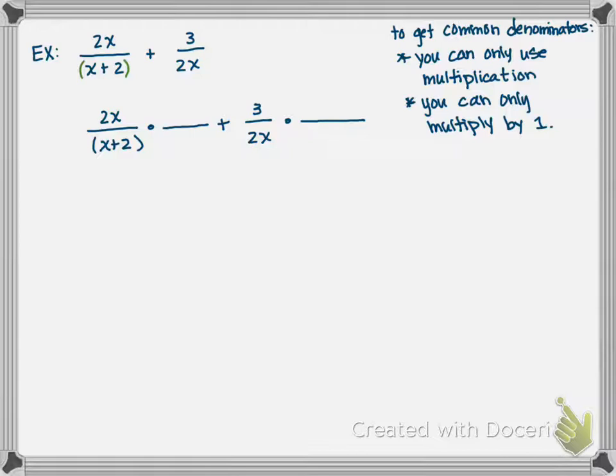Do I have that factor in my other denominator? No, I do not. So I need it, which means I'm going to multiply by x plus 2 over x plus 2. What factors do I have in my second denominator? 2x. Yep, 2 and x, right? Do I have a factor of 2 on the left?